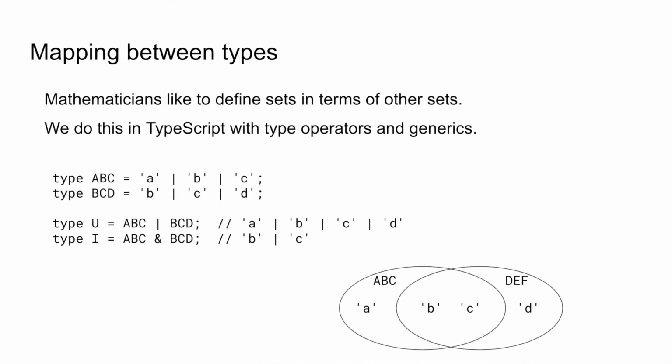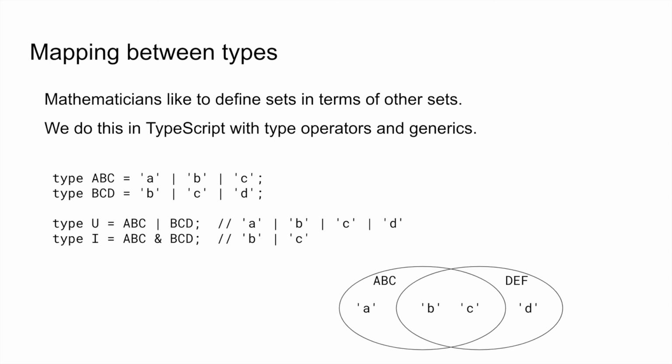So we talked earlier about the three ways that mathematicians like to define sets, and the third one was in terms of other sets. So let's look at what that looks like in TypeScript. Generally, the way you map between sets and between types in TypeScript is using either type operators or generics. A type operator would be something like union or intersection.